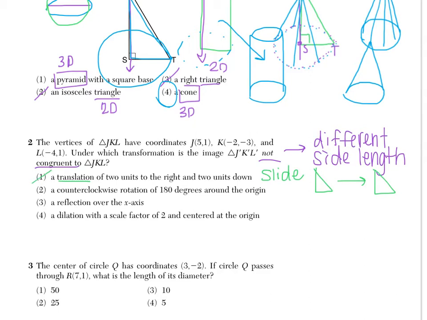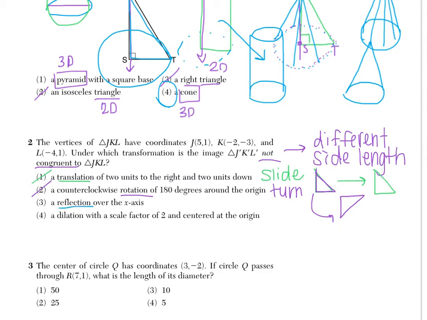Number 2 talks about a rotation of 180 degrees. A rotation is just a turn of an object. So again, if I start with the triangle here and I just turn it 180 degrees, obviously that's not a great sketch there, but if I rotate, the object still stays the same size. So rotation is not going to create triangles that are not congruent.